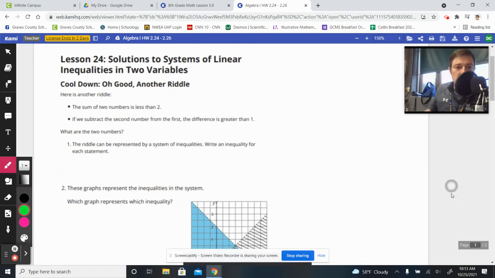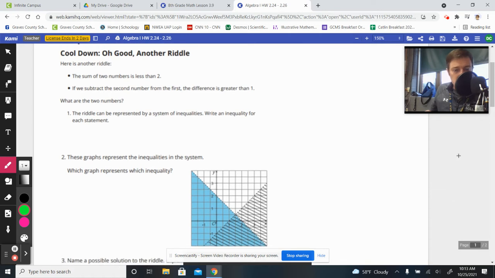Let's take a gander at what this one is. This one is just a riddle with numbers that have to be bigger or less than certain things. So here's the riddle. The sum of two numbers is less than 2. If we subtract the second number from the first, the difference is greater than 1. What are the two numbers? So there's our riddle, and we need to break it down one step at a time.